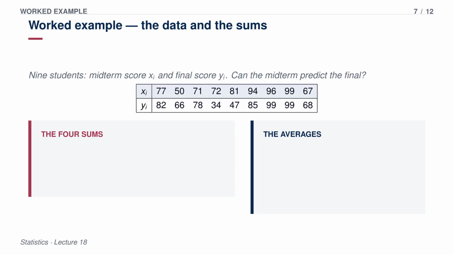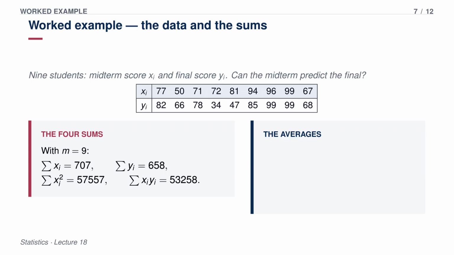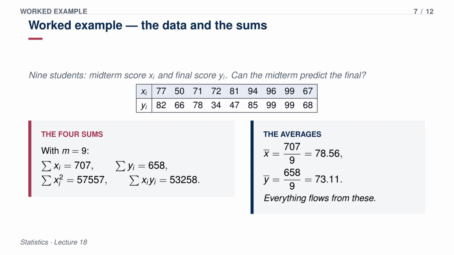With m equals 9, the 4 sums: the sum of the x's is 707, the sum of the y's is 658, the sum of x squared is 57,557, and the sum of xi yi is 53,258. And the 2 averages fall right out. X bar is 707 over 9, 78.56. Y bar is 658 over 9, 73.11. Everything from here on flows from these 6 numbers.